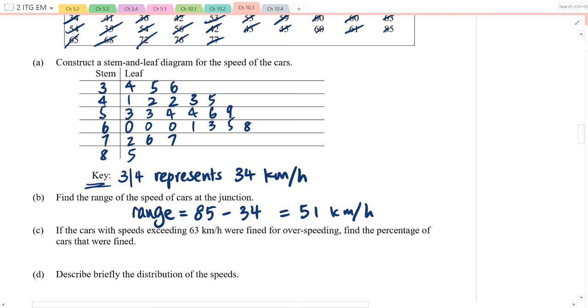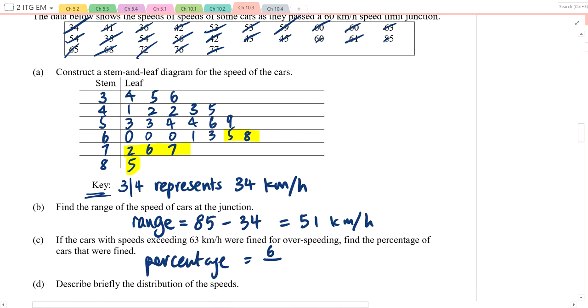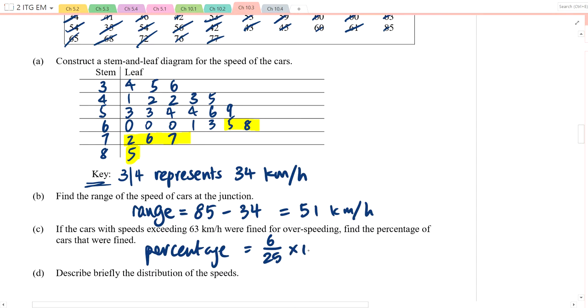How many cars are fined? Where are the people who overspeed? So these are the people. Agree? Okay, so percentage of cars will be 1, 2, 3, 4, 5, 6. 6 divided by how many cars altogether? 25, you counted, is it? Okay, divided by 25 times 100% to give us 24%. Yes.